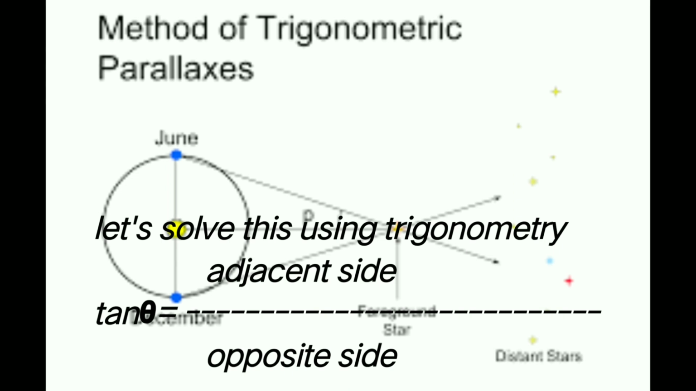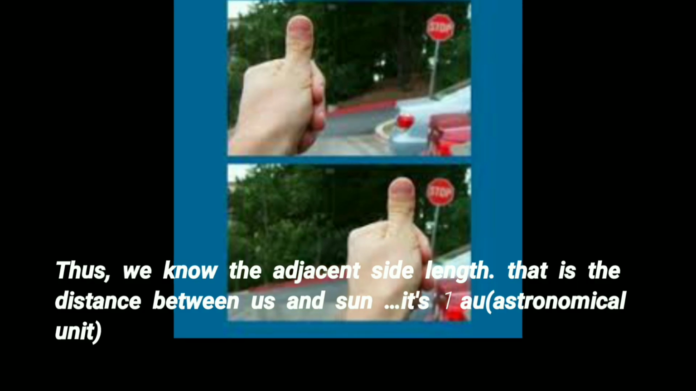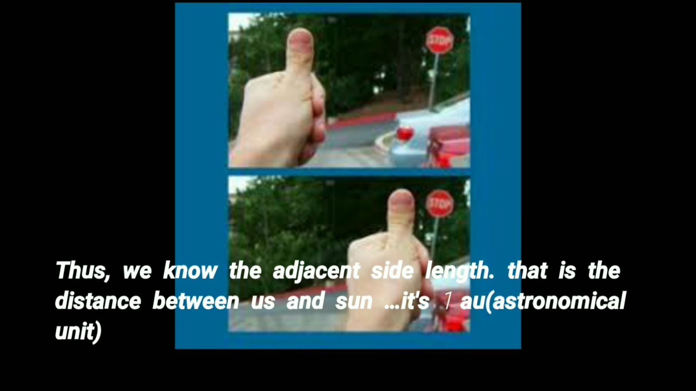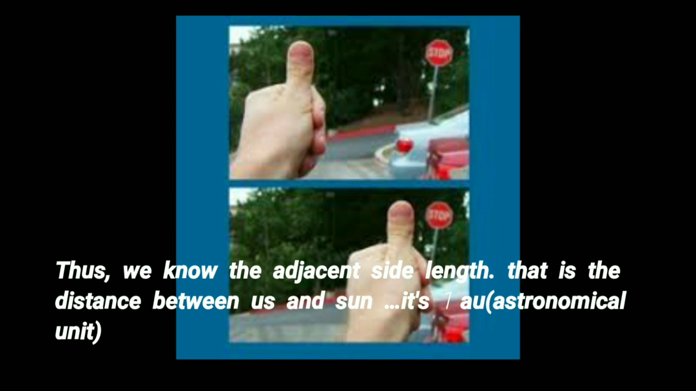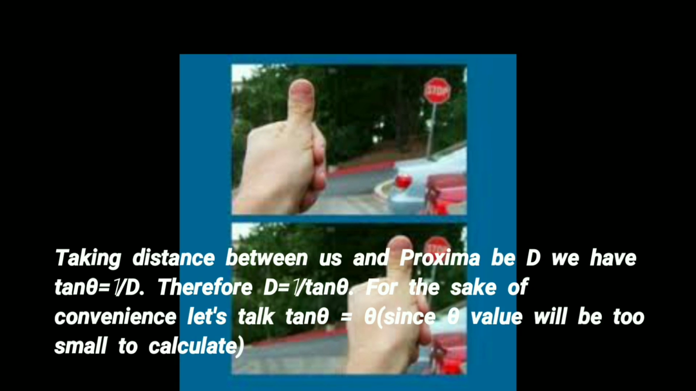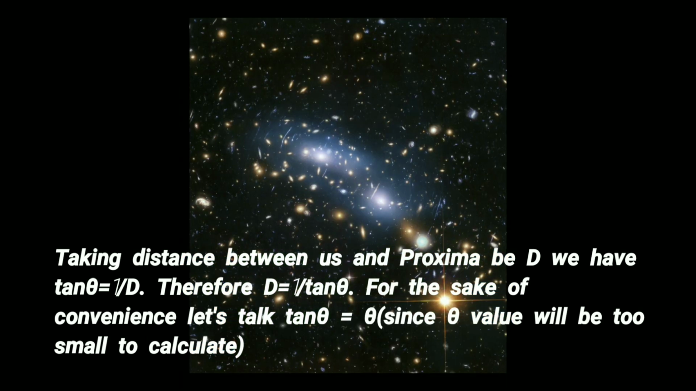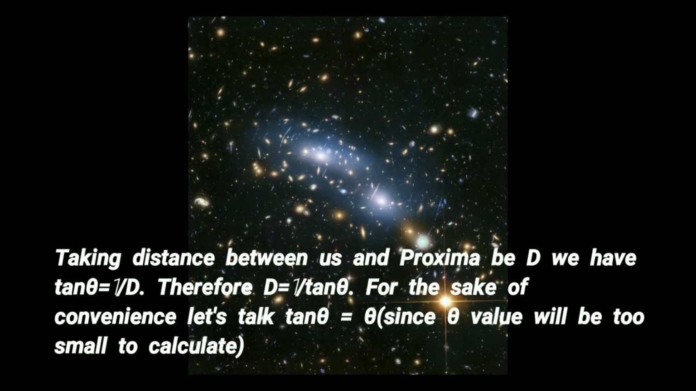Tan theta equals the opposite side by the adjacent side. Thus, we know the adjacent side length. That is the distance between us and Sun. It's 1 AU, astronomical unit. Taking the distance between us and Proxima as d, we have tan theta equals 1 by d. Therefore d equals 1 by tan theta.